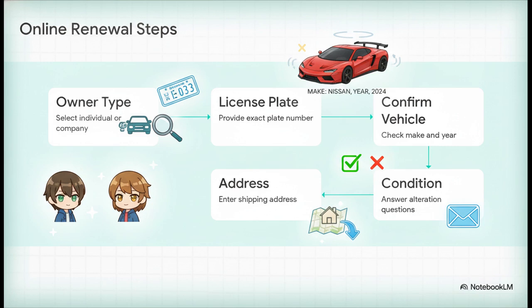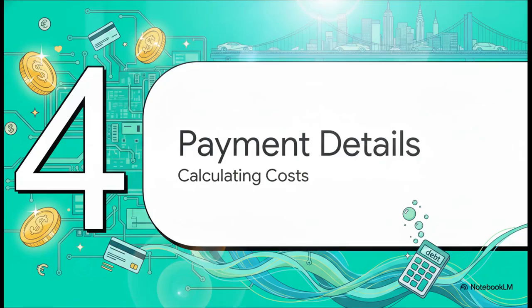Then, you'll visually confirm the vehicle make and year on screen, just to make sure the system grabbed the right data. After that, you just answer a few simple yes or no condition questions, like whether the vehicle's been significantly altered. Finally, enter your shipping address, again, making sure it aligns with USPS, and confirm your order. Easy as that. Next up, Section 4, Payment Details.